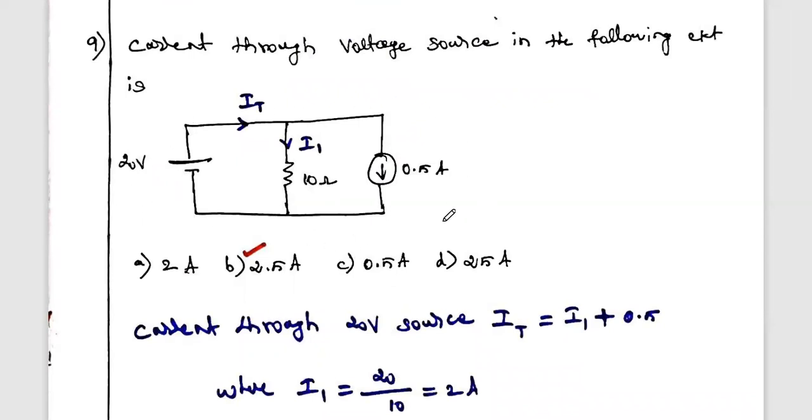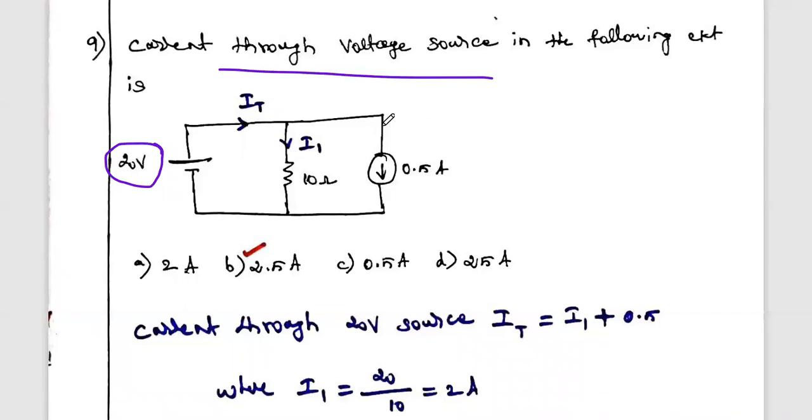Okay, so this is our given diagram. The question is the current through the voltage source. Here two sources are given. This is the voltage source, a 20 volt battery. This is the current source. So for the current through this voltage source, just consider the current supplied by this battery. You take it as IT.